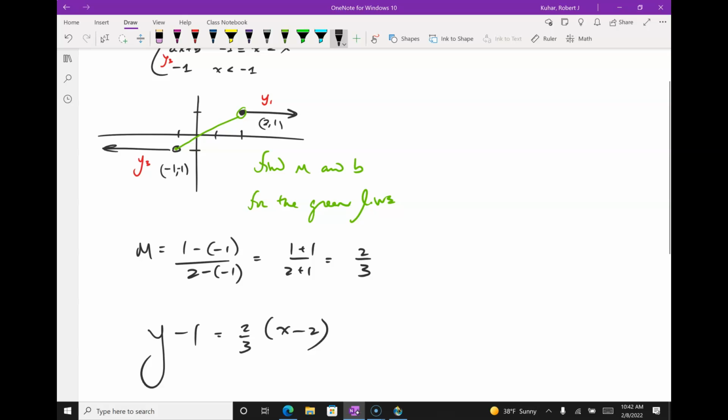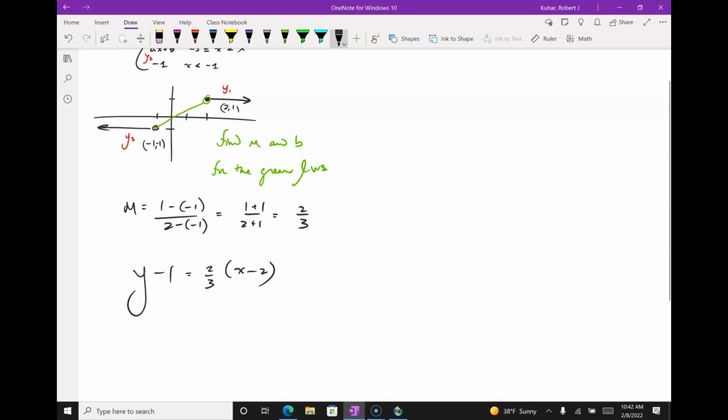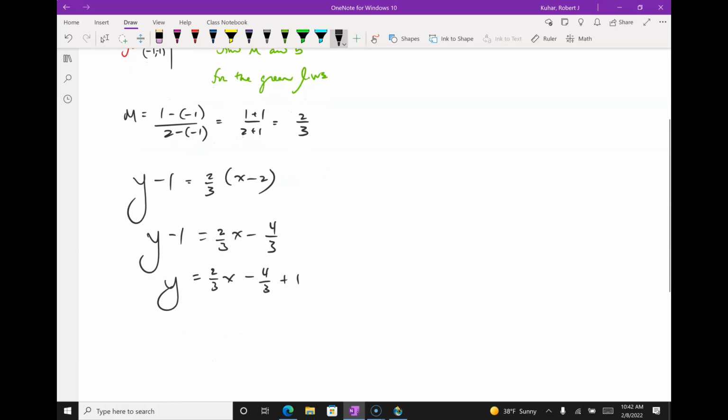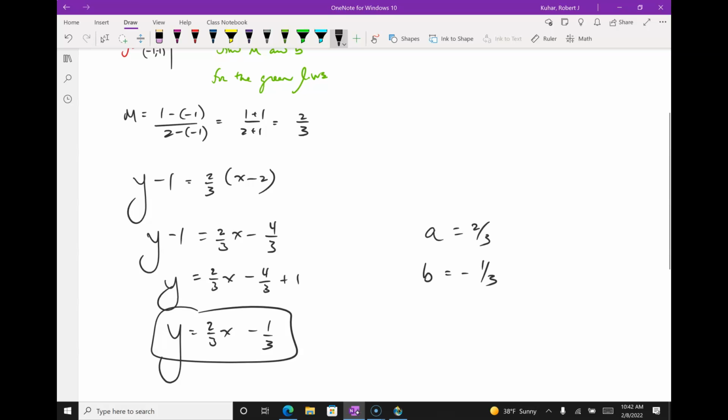Where am I getting that from? Yeah, equation of a line, right? With a slope and a point, right? So y minus 1 equals 2/3 x minus 4/3. Y equals 2/3 x minus 4/3 plus 1. So y equals 2/3 x minus 1/3. So a is 2/3 and b is -1/3. Make the function continuous.